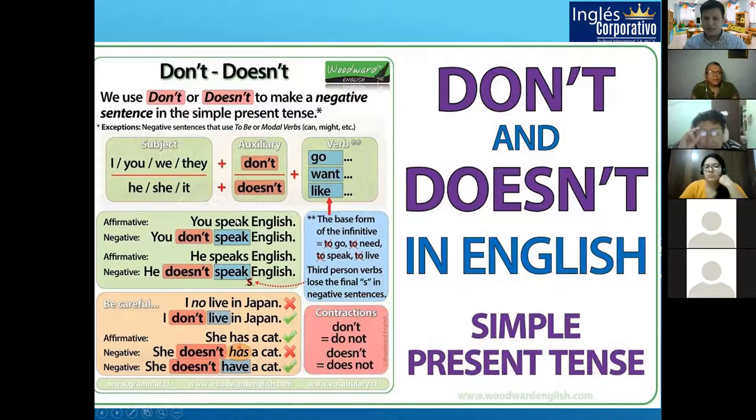Entonces, vamos a negar con el auxiliar. ¿Cuál de los dos compete en ese caso? El do o don't. El don't, right? Because you don't. You don't speak English, right? Okay, it's clear? Clear. Yeah, very good.